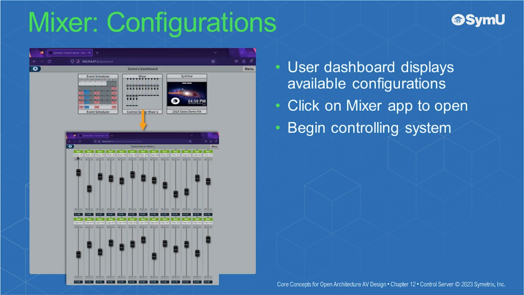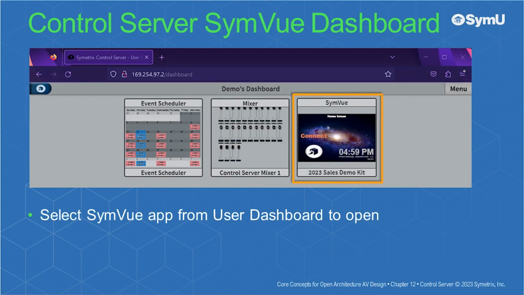The user's dashboard will display a preview of all configurations available to the user. Click on the Mixer app to open it and begin controlling the system. Select the SymVue app from the user dashboard to open.